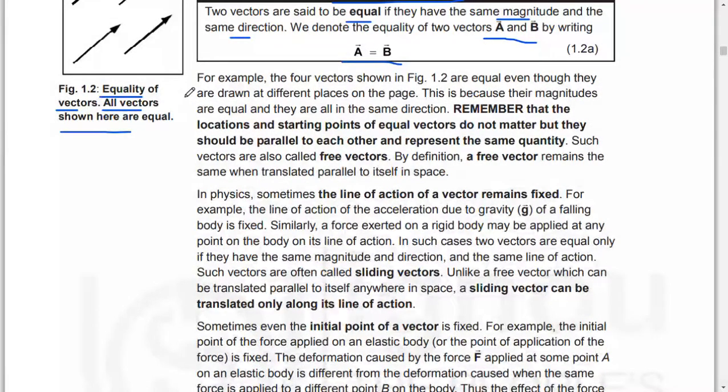For example, the four vectors shown in the figure are equal even though they are drawn at different places on the page. This is because their magnitudes are equal and they are all in the same direction. Remember that the locations and starting points of equal vectors do not matter, but they should be parallel to each other and represent the same quantity. Such vectors are also called free vectors. By definition, a free vector remains the same when translated parallel to itself in space.